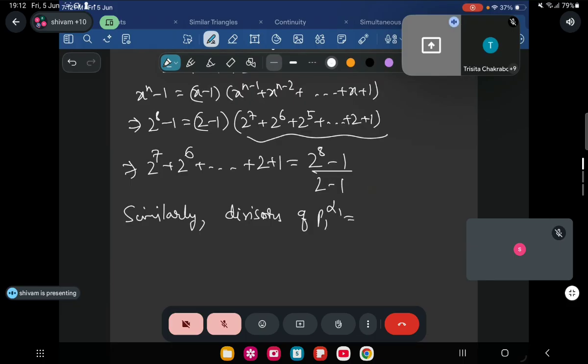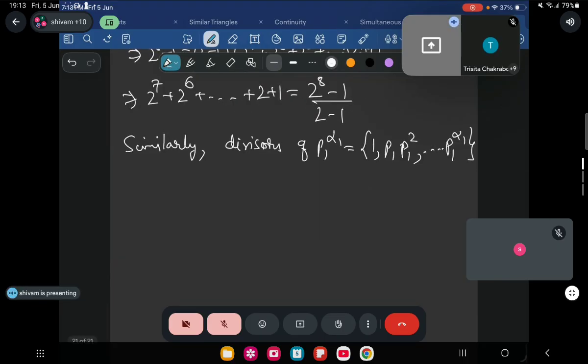p1 to the power alpha 1 will be equal to 1, p1, p1 square, and so on, up to p1 to the power alpha 1. Tell me, the rest you can solve it, right? It will be p1 to the power alpha 1 plus 1 minus 1, upon p1 minus 1. Very simple. Okay.